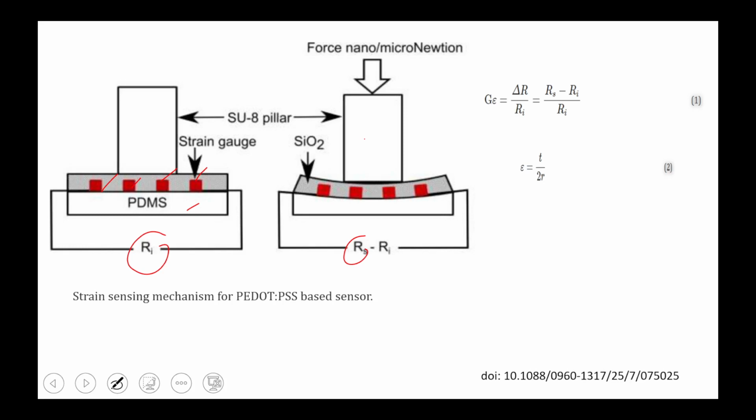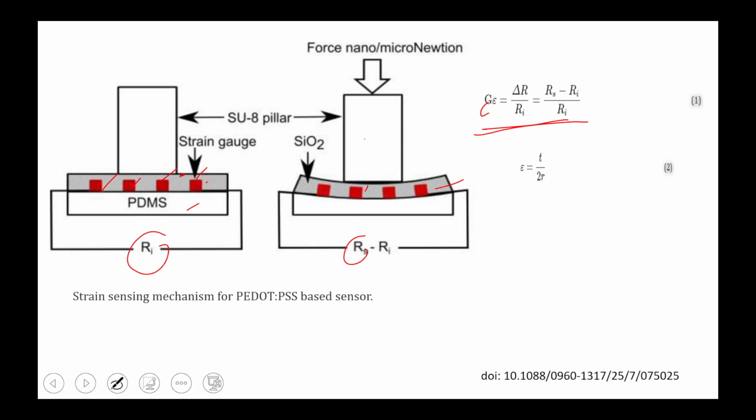When we apply pressure or force on the sensor, the resistance changes. Whatever resistance value changes due to the force will be denoted by RS. This is the change in resistance we have to calculate, and the strain we have to calculate through t over 2r, where t is the thickness of the film and r is the radius of curvature through the bending.